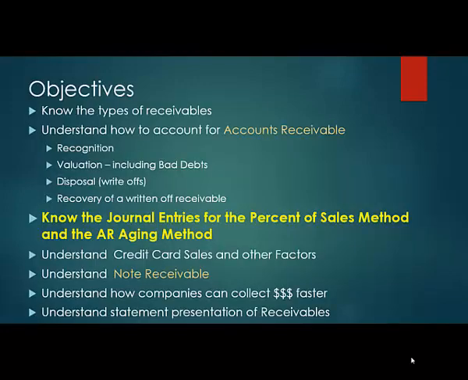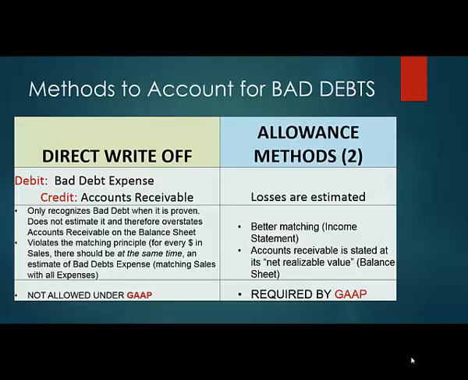We are going to talk about how we estimate bad debts using the AR aging method and the percent of sales method. And as a review, we cannot use the direct write-off method for writing off accounts receivable unless you are a very small company. We use the allowance method. We estimate what our losses are at the point we make our sales or at the point we issue our first financial statements.